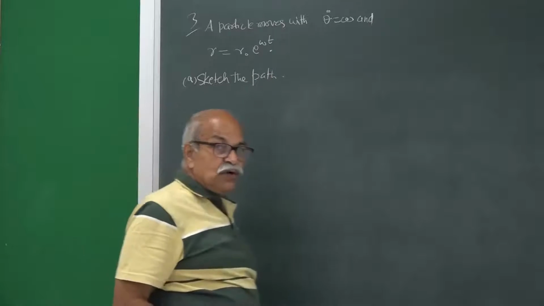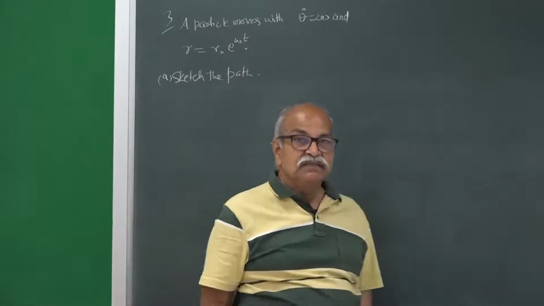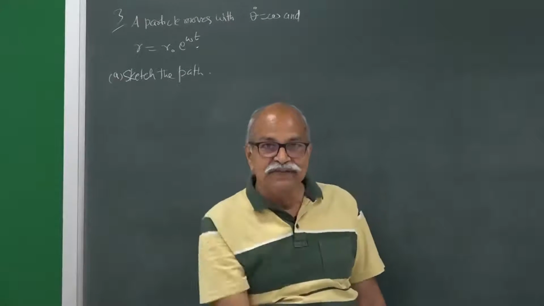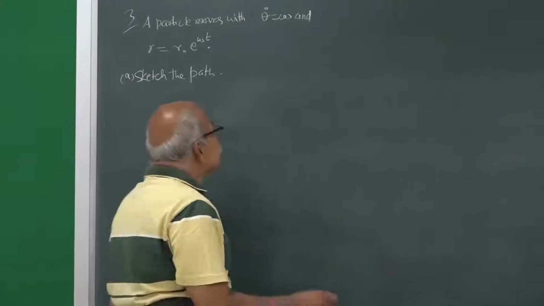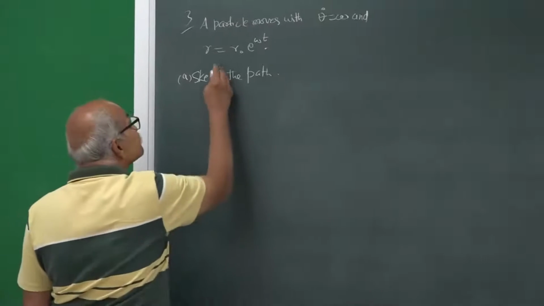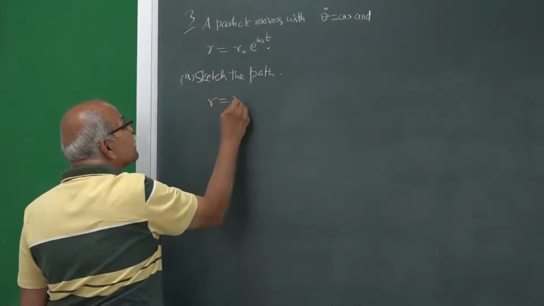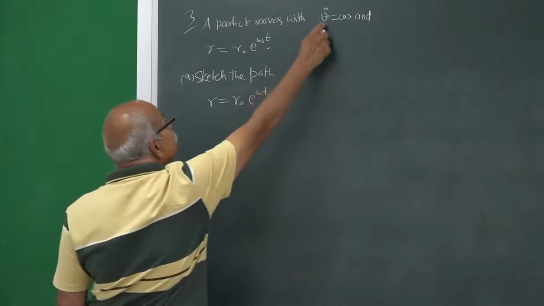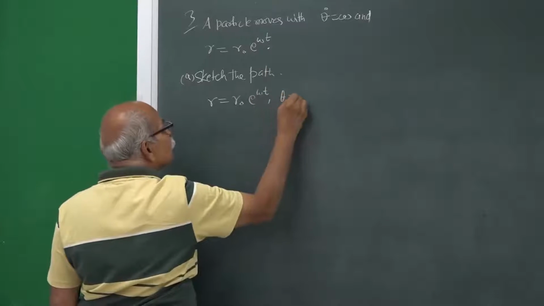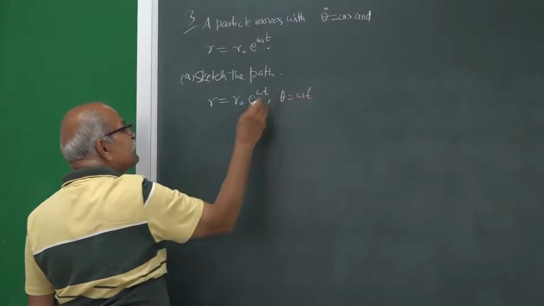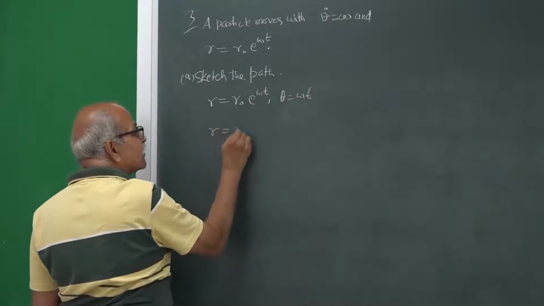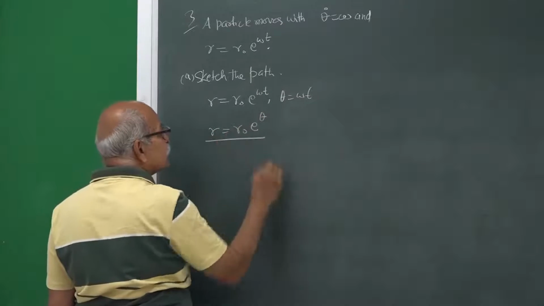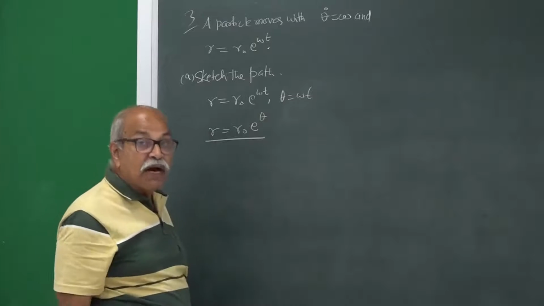When you want to get the path, time is not important; we want a relation between the coordinates on which path it moves. Here r is given as r naught e to the power omega t, and theta from here will be omega t. So, I can eliminate t and write r as r naught e to the power theta. That is the equation of the path.